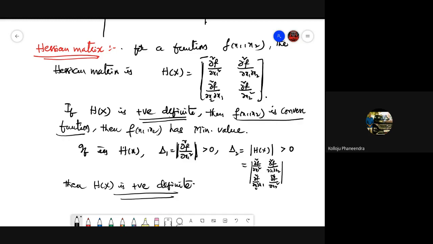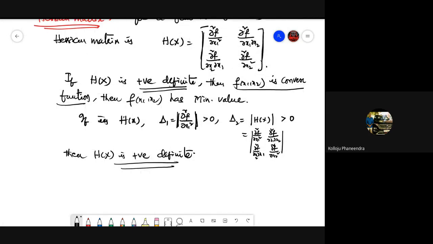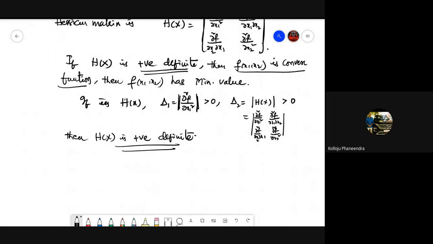Do you know convex function? Anyone? Convex function, concave function. Convex function means the shape is like this. The function shape will be like this. Then it definitely has a minimum value. That's why I have quoted minimum. When f of x is a convex function, then it has a minimum value. Okay, this is about positive definite.